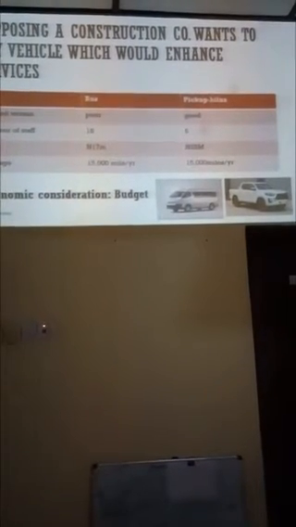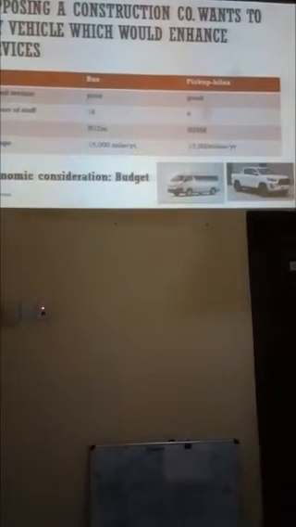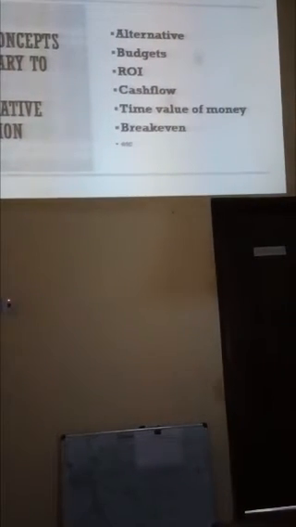So some concepts are necessary to begin alternative selection. We have to know how to decipher what the alternatives are. We have to know about budgets. We have to learn about ROIs. We have to learn about cash flow. What's cash flow? It has to do with money coming in and money leaving. We have to know the time value of money. Time value of money has to do with the fact that a given amount of money in 2020 is not the same value to have in 2023, and not the same value to have in 2025. So the time value of money will help us to determine which alternative we should go for.